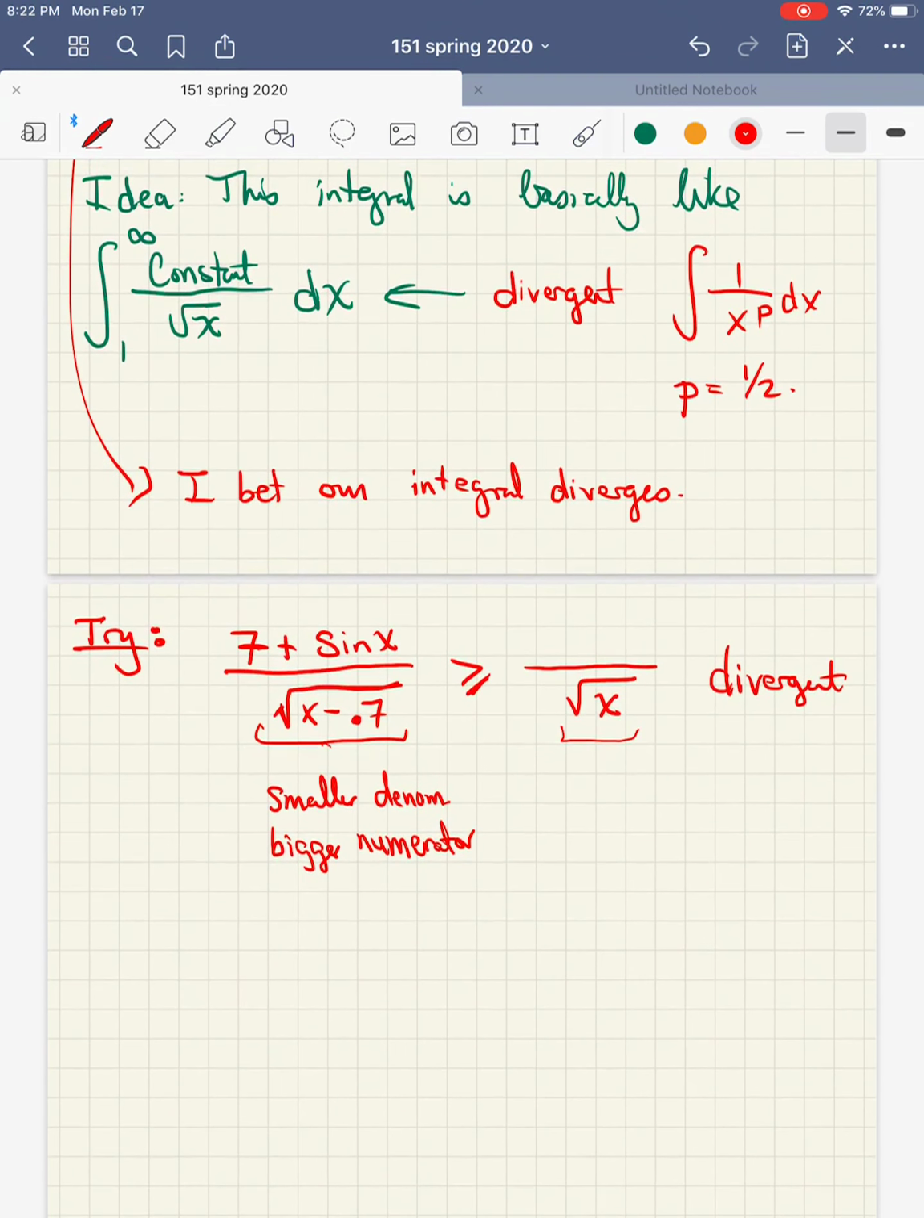Remember, I want to fill in the thing on the right so that the thing on the left is going to be bigger. And so I look at my ingredients. I want a smaller denominator, a bigger numerator. And so I say, well, if I want a bigger numerator, why don't I just put 1 here? Right? Certainly 7 plus sine of x has to be greater than or equal to 1. And so now I have 1 over the square root of x. That's exactly what we kind of saw earlier. And so this does give a divergent integral. Right?